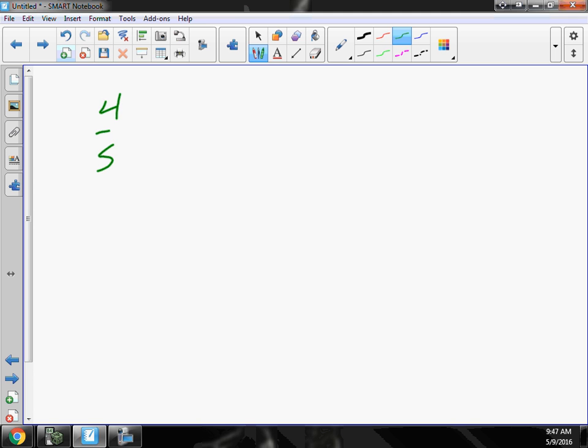So 4/5, proper or improper? Let's do this one: 7/6, that's improper. What did it do to be improper? The top is bigger than the bottom.